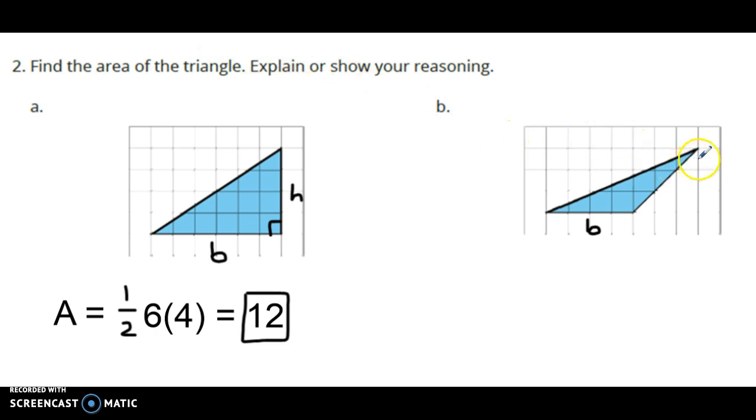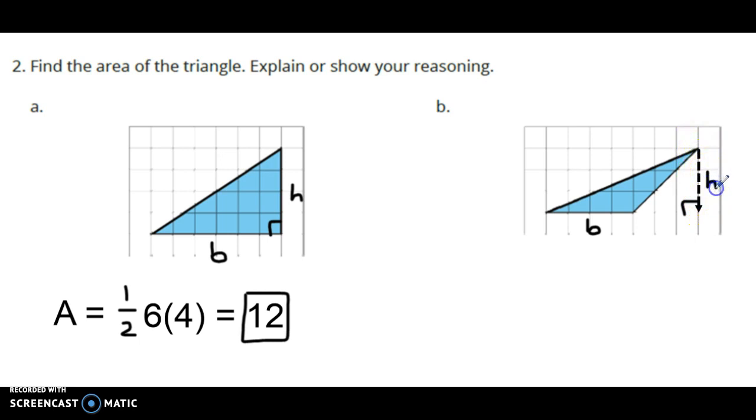Instead, I need to draw a line that can actually represent my height at a right angle. And the best line for that is right over here. So now I have my right angle, and I have a height that goes all the way up to the top of the triangle, and that height is 1, 2, 3 units.